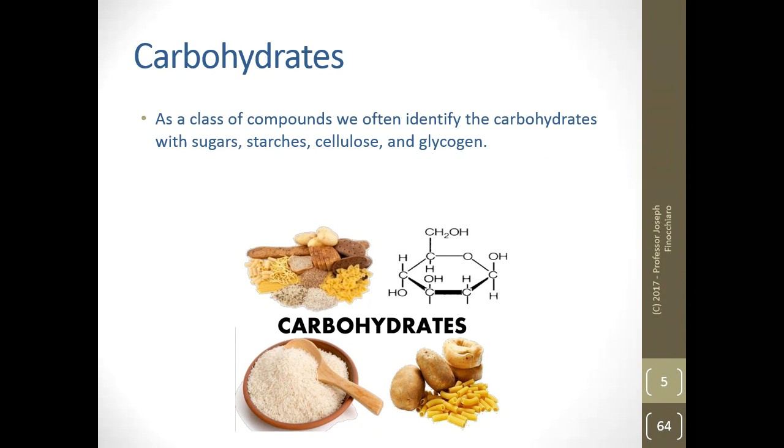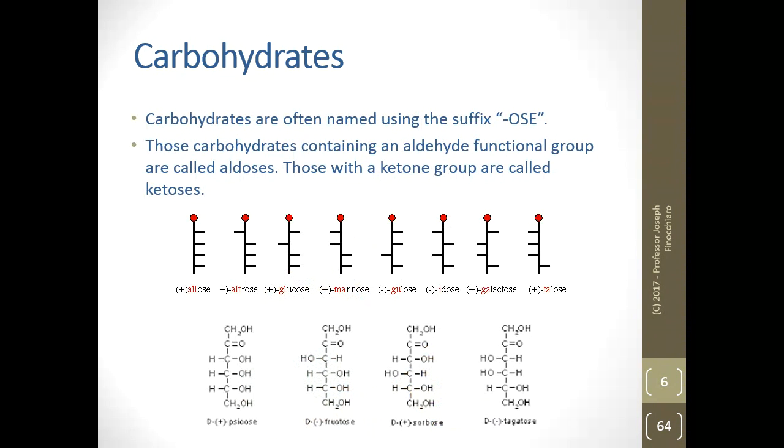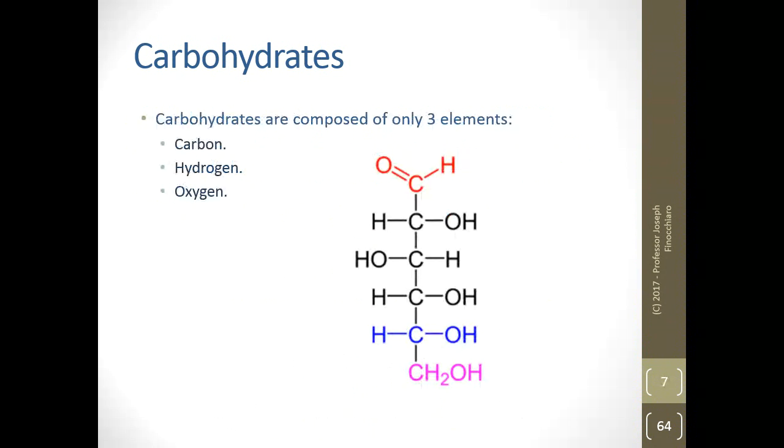As a class of compounds, carbohydrates include sugars, starches, cellulose, and glycogen. And carbohydrates are often named using the suffix -ose: glucose, fructose, sucrose, okay? Those carbohydrates containing an aldehyde functional group are called aldoses. That would be important. Those with a ketone group are called ketoses. Carbohydrates are composed of only three elements: carbon, hydrogen, and oxygen. Nothing more.